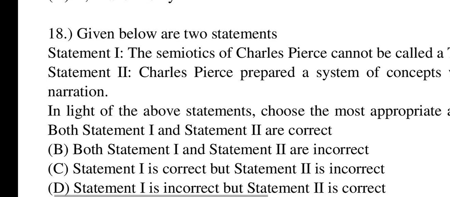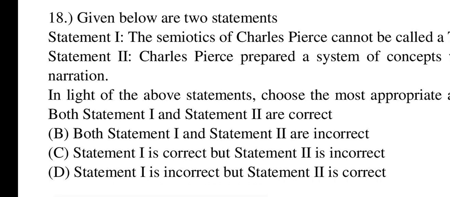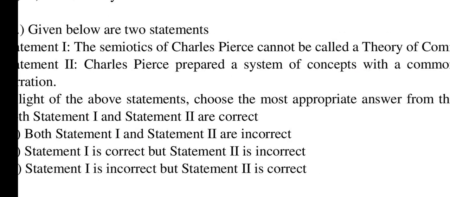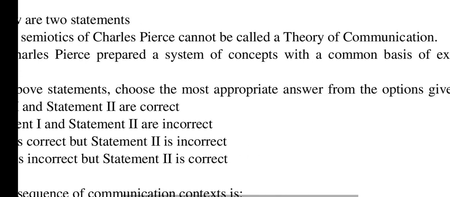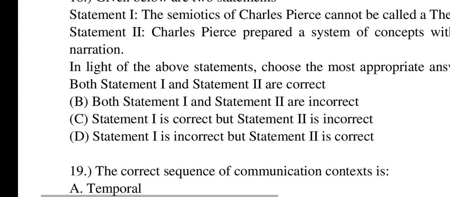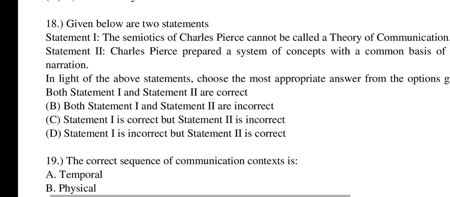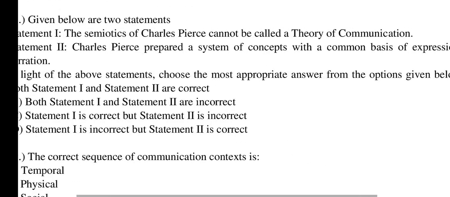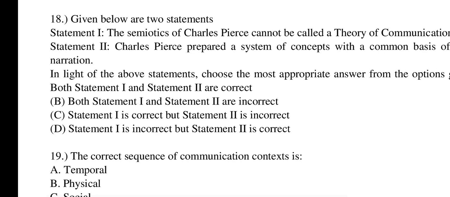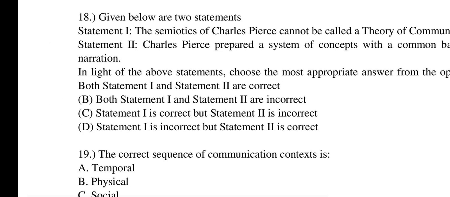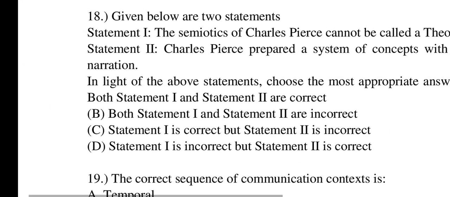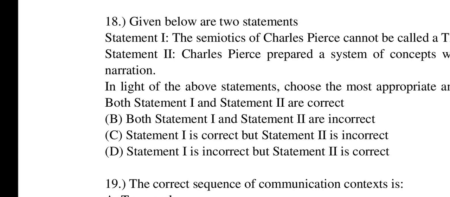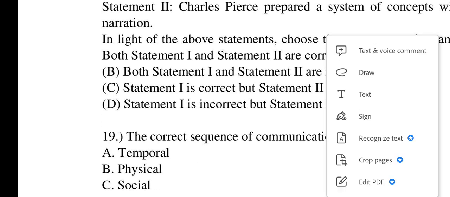18 says, given below are two statements. Statement 1 says the semiotics of Charles Peirce cannot be called a theory of communication. Statement 2 says Charles Peirce prepared a system of concepts with a common basis of expression and narration. In light of the above statements, choose the most appropriate answer from the options given below. A: both statements 1 and 2 are correct. B says 1 and 2 are incorrect. C says 1 is correct, 2 is incorrect. D says 1 is incorrect but 2 is correct. Number 18, option D will be correct. That means 1 is incorrect but 2 is correct.